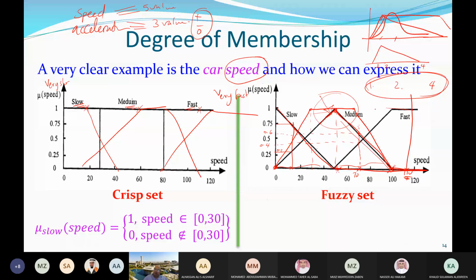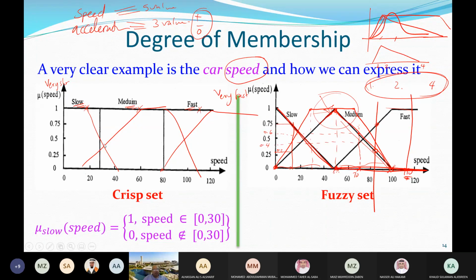So at any speed, you can have a degree of membership of the fast. So this speed belongs to fast with a degree of membership 0.75, and also it is a medium with a degree of membership equal to 0.3 and so on. Degree of membership of slow definitely equals 0, and the slow function is as such. So if the value is beyond 50, the degree of membership equals 0.